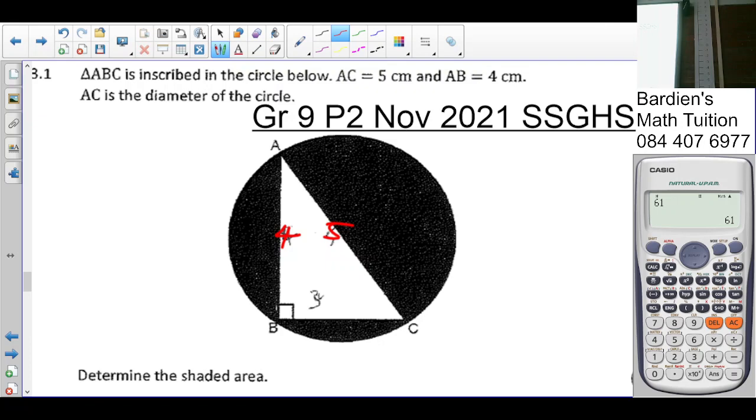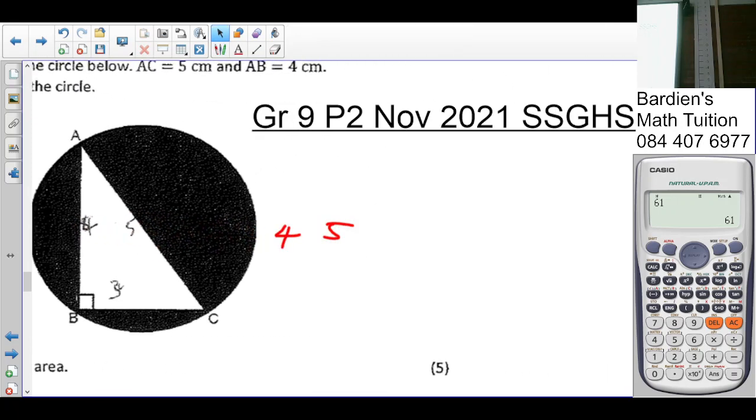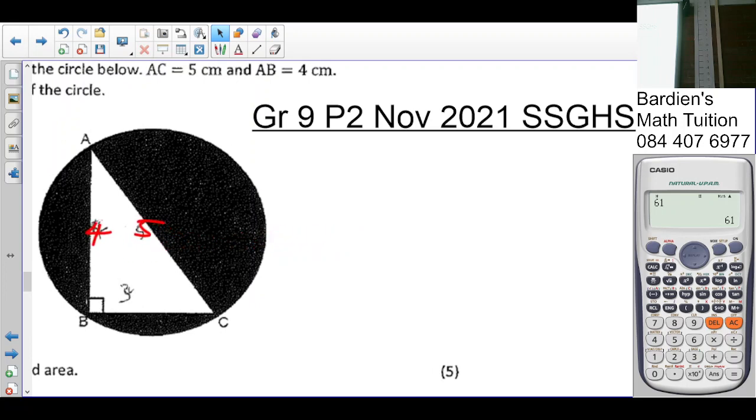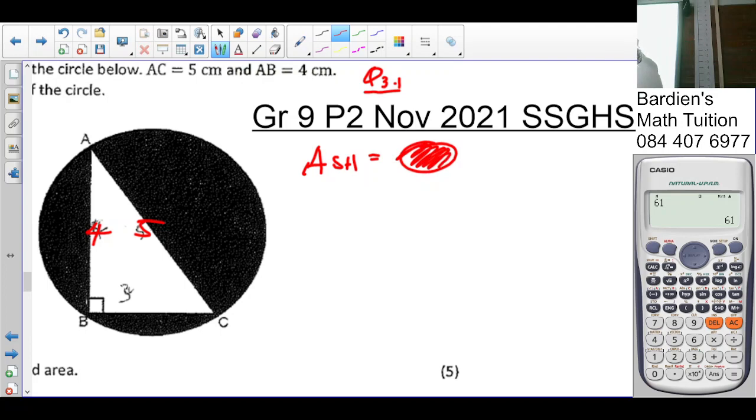So to calculate the area of the shaded region, I'm going to move this over. To calculate the area of the shaded region, which question is this? Question 3.1. So the shaded area is going to be the area of the circle minus the area of the triangle. Okay. Area of the circle minus the area of the triangle.